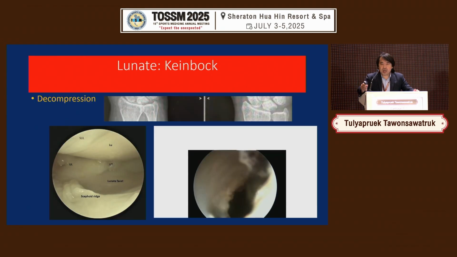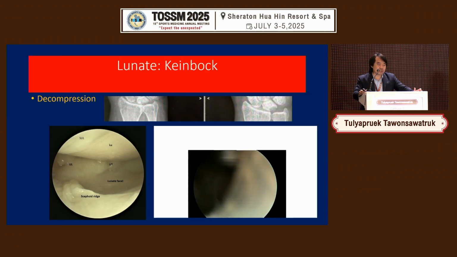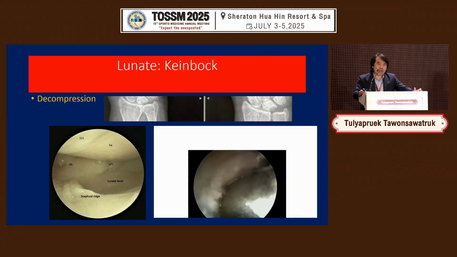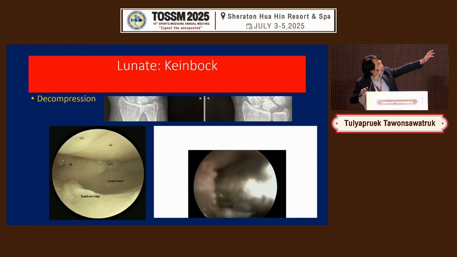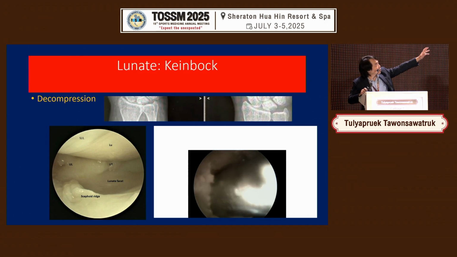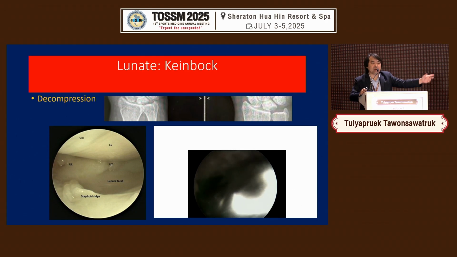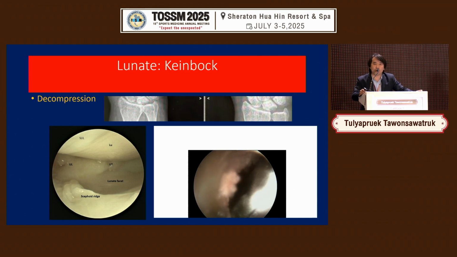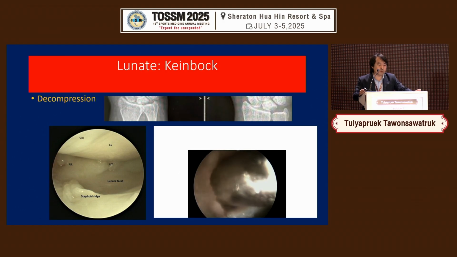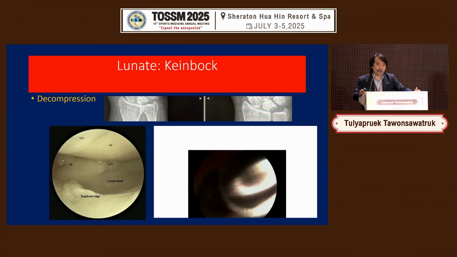In Kienböck's, in my hands, we do the microsurgery, but we can do less invasive with just debridement for the lunate and decrease the pressure at the lunate bone. So it can turn from the left-hand side to the right-hand side. Its bone can regenerate and cartilage can regenerate into fibrocartilage and make the surface smooth for motion. I think this is dry scope to release the pressure of the lunate bone.